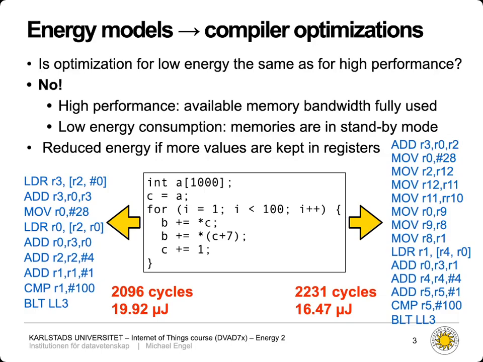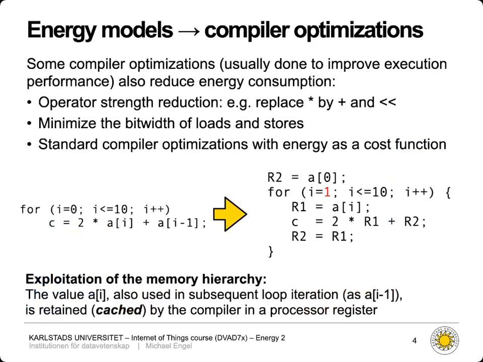So this means that when we want to use compiler optimizations to save energy, we actually have to take care about their energy effect, and we cannot just blindly use every compiler optimization out there and hope that it improves our energy consumption. Right. So some of the compiler optimizations which are, as we've seen, usually done to improve execution performance, actually also reduce the energy consumption. So we just need to figure out which are those.